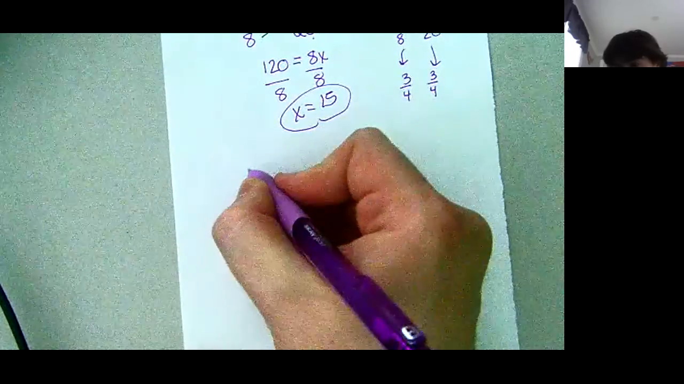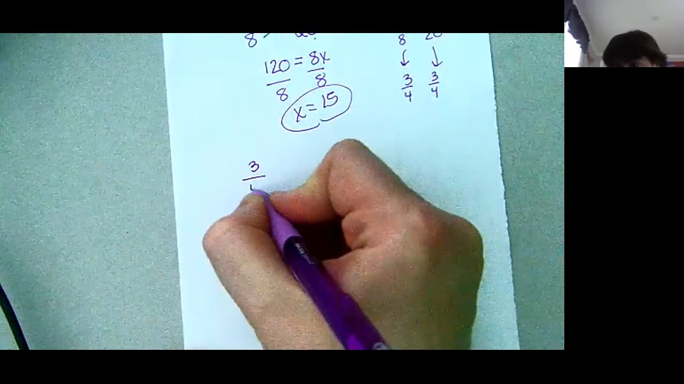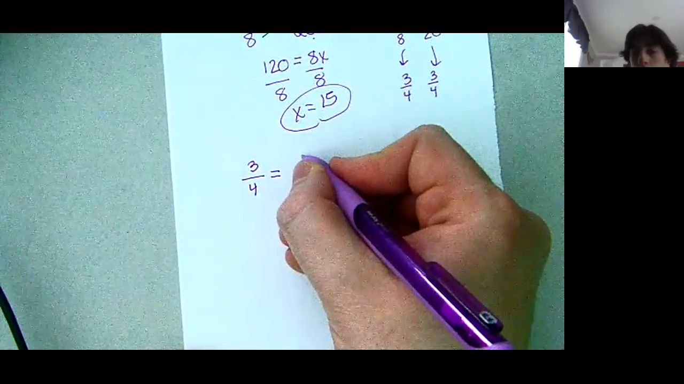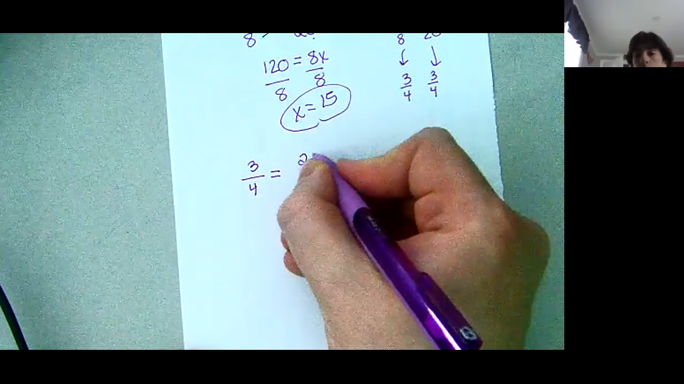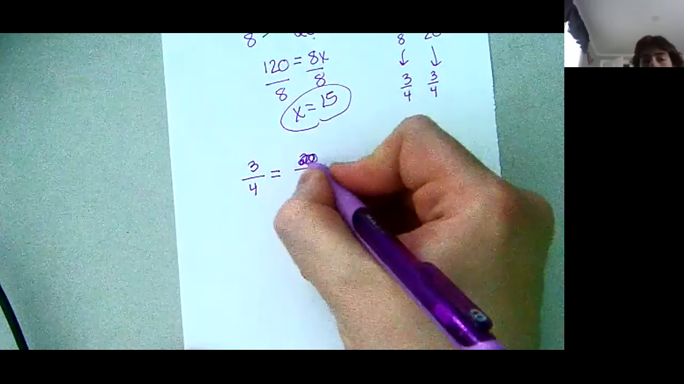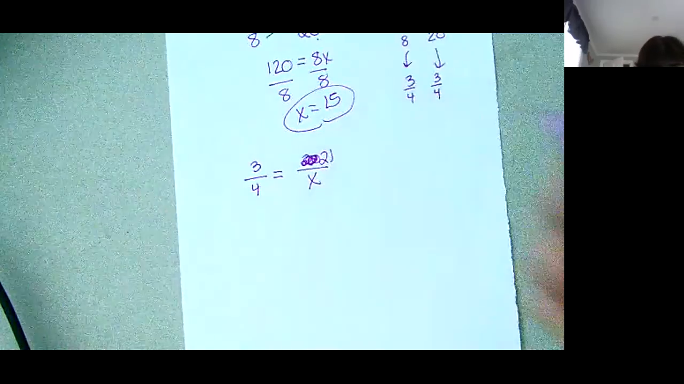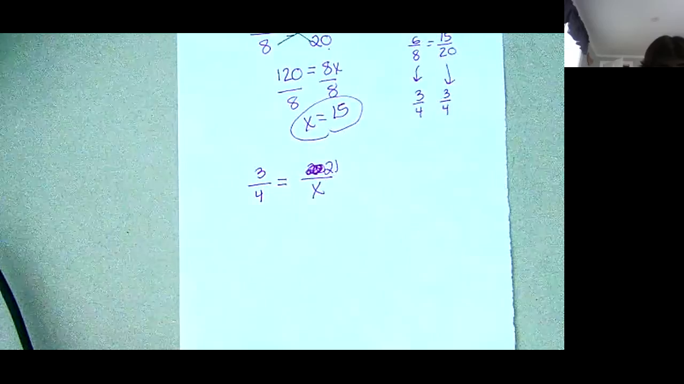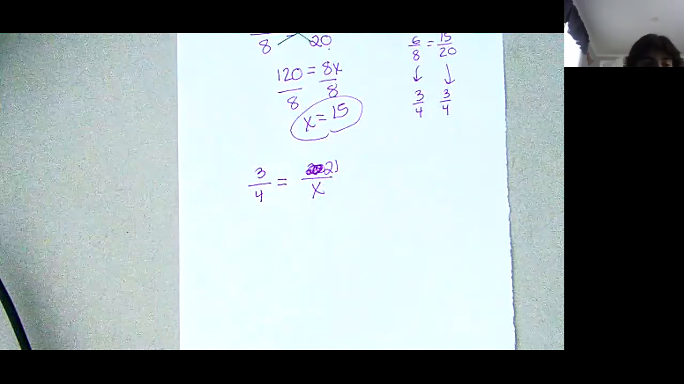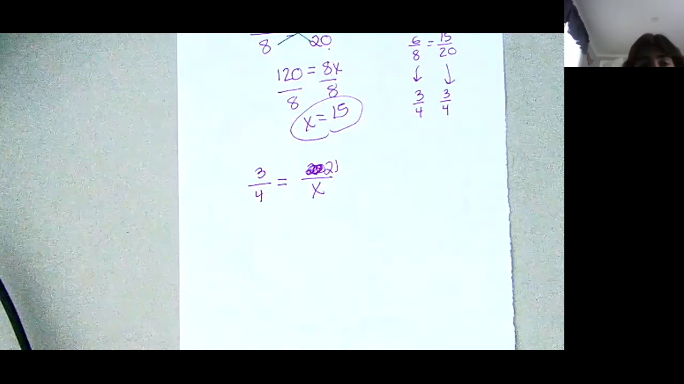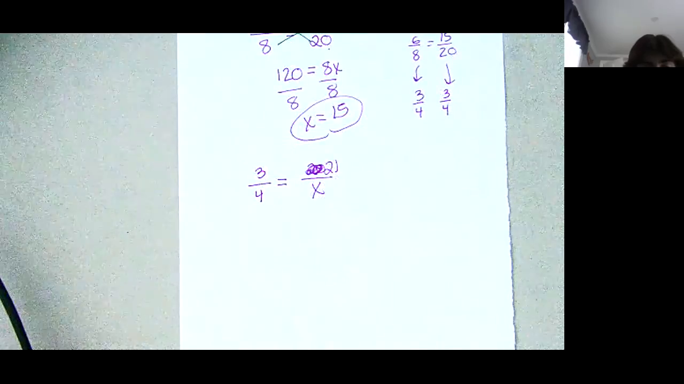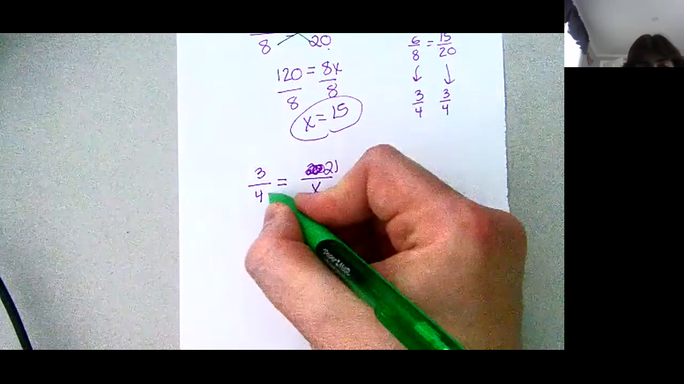What about 3 over 4 equals 20 over x? No, you know what? Not 20. Let's do 21 instead. 3 over 4 equals 21 over x. The x is on the bottom this time. Do you know how it changes our work? It doesn't. I'm still going to go and I'm going to cross multiply.